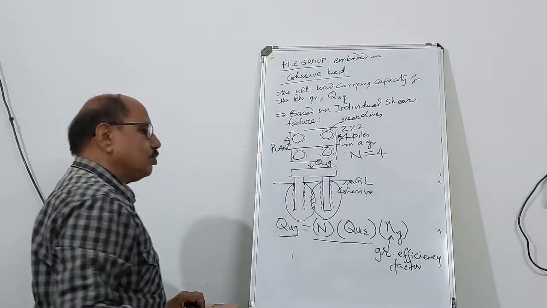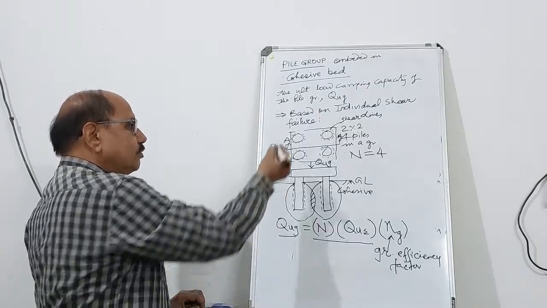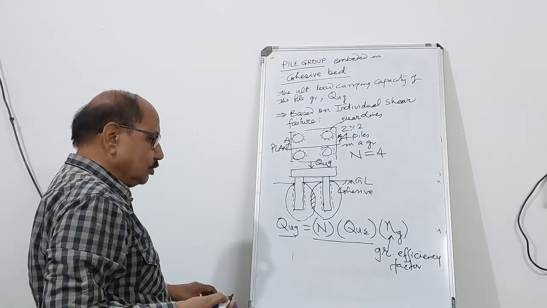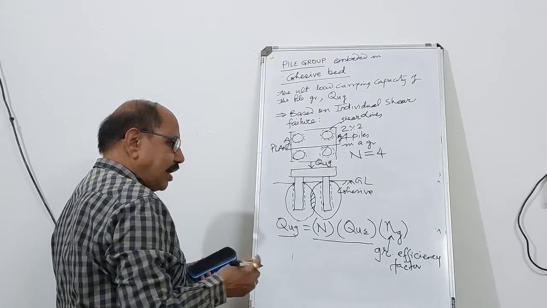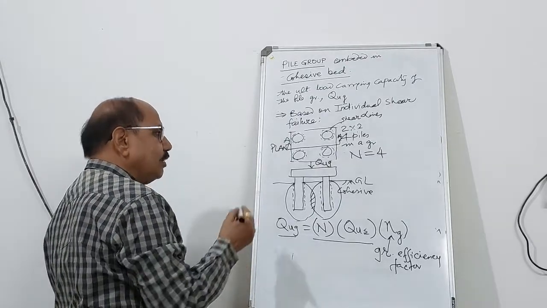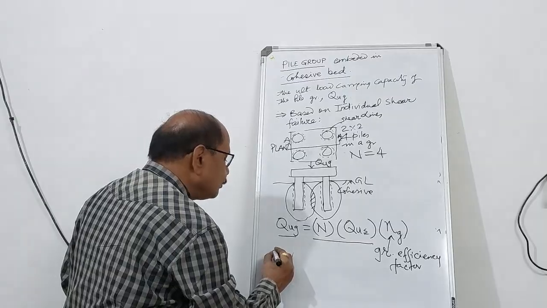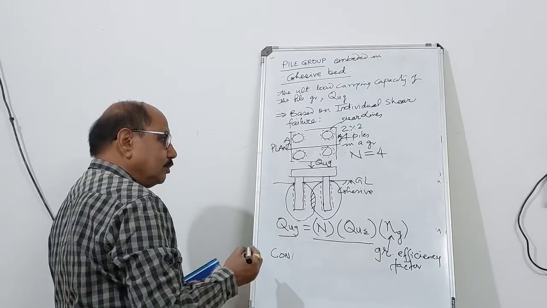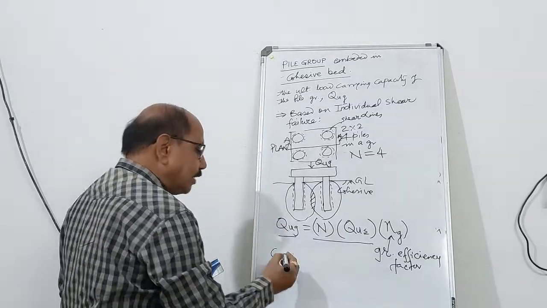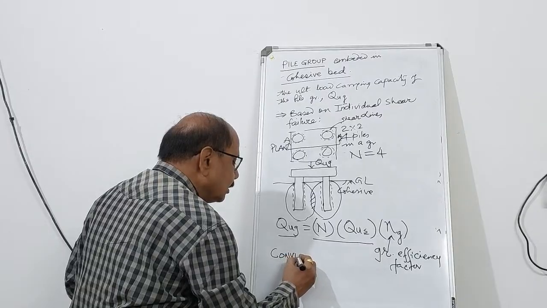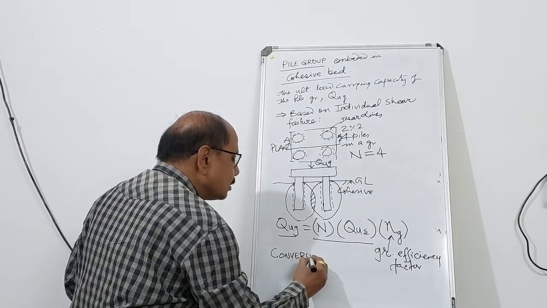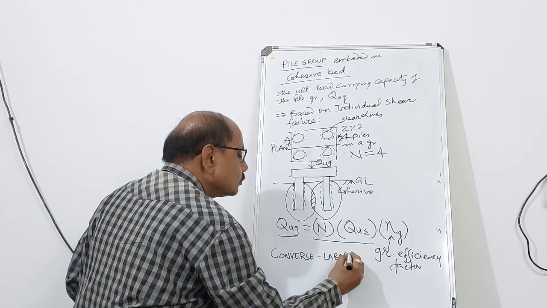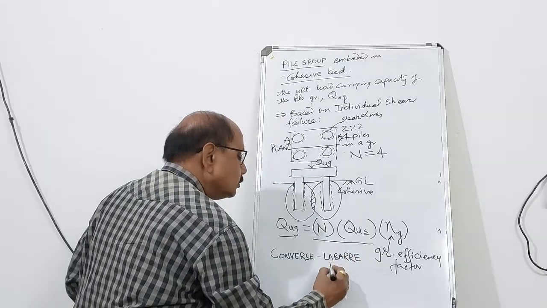Now, how to find out this group efficiency factor? Say for 2 by 2, 4 piles in a square pattern, if you want to find out the group efficiency factor, how will you find it? There is a formula given by Converse-Labarre, which can be used for a square pattern or a rectangular pattern. The formula is known as the Converse-Labarre formula.